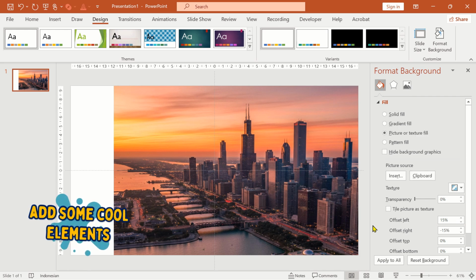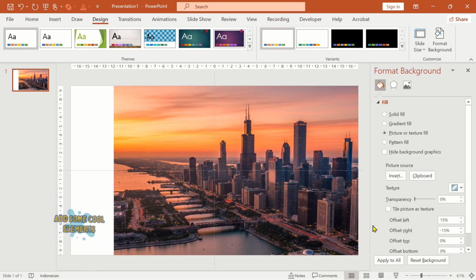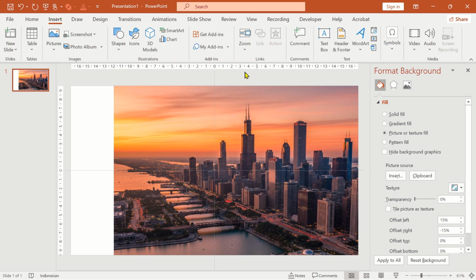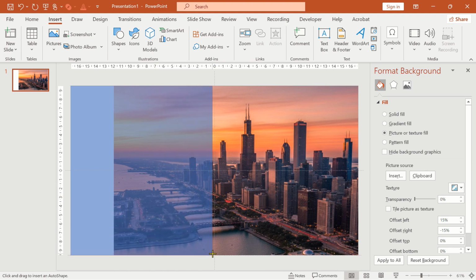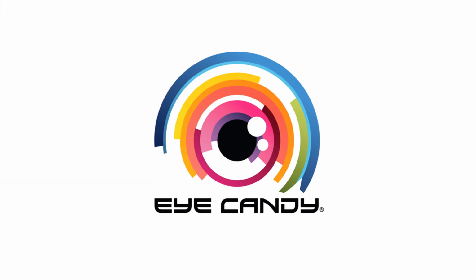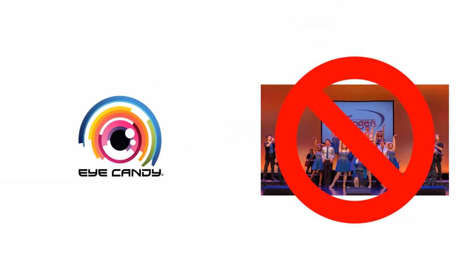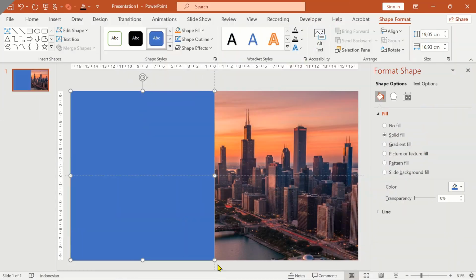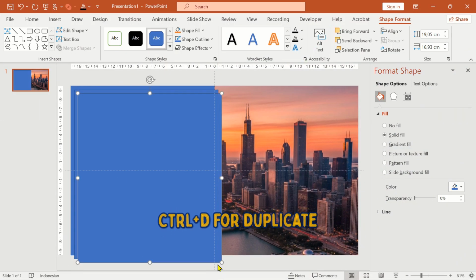Alright, next up, we're going to add some cool elements to make this slide look absolutely stunning. Let's start with a rectangle. It's super easy. Just hit the Insert menu, go to Shapes, and grab that rectangle. Drag your cursor from the top left corner all the way down to the center bottom. Why only half? Because this is just a little eye candy to spice things up, not the main star of the show. Once you've got your rectangle, hit Ctrl+D twice to make 3 of them.